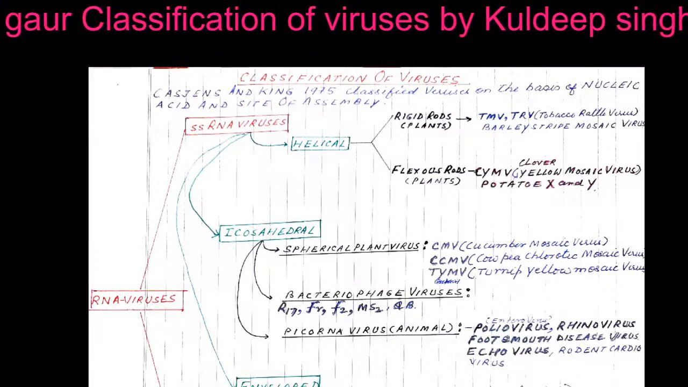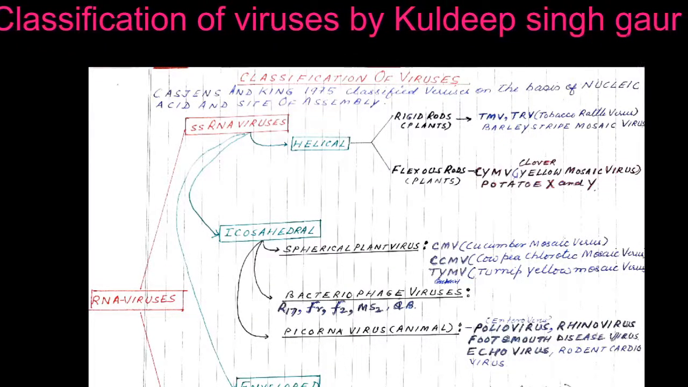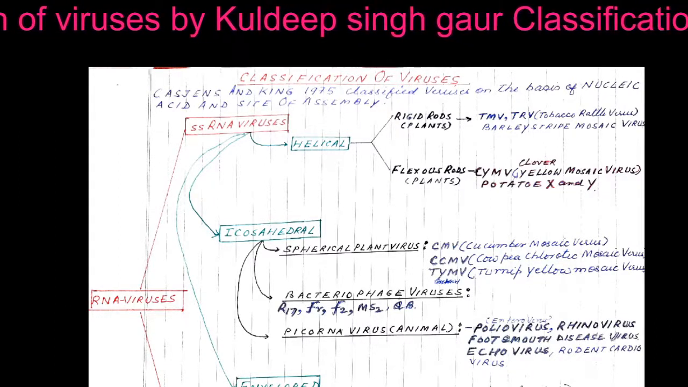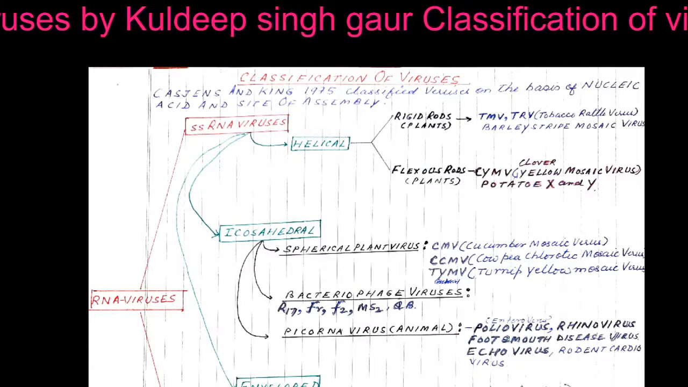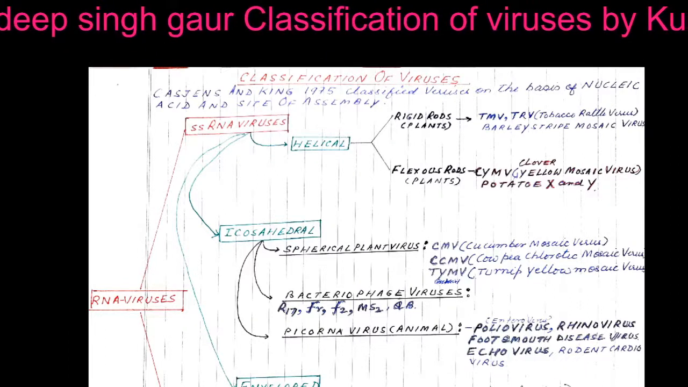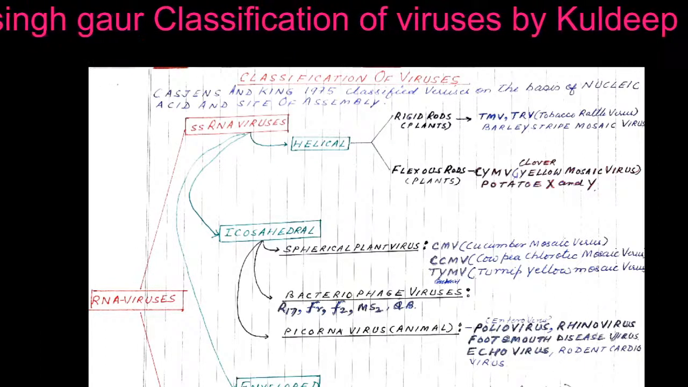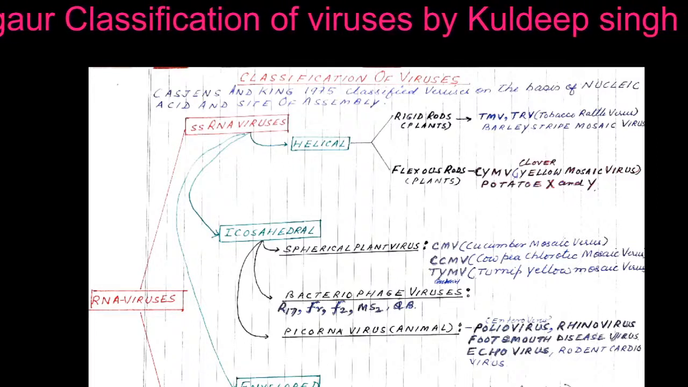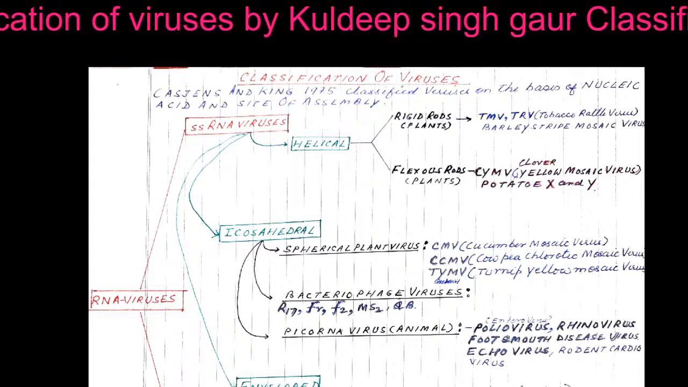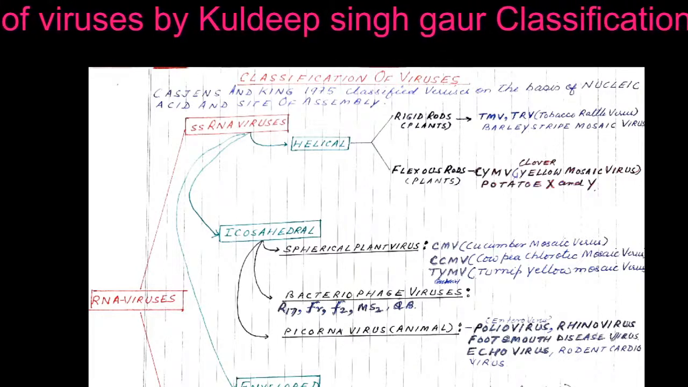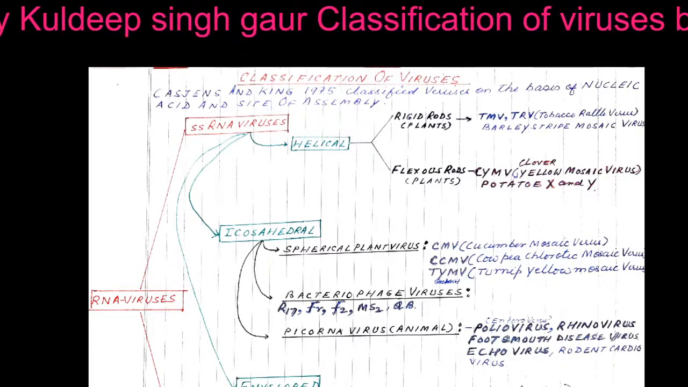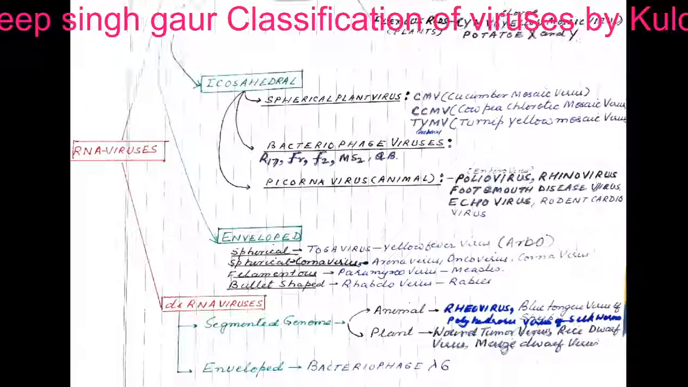Dear students, today we are going to study the classification of viruses, which was given by Casjens and King in the year 1975. He classified viruses on the basis of nucleic acid, the site of assembly, the presence of envelope, and on the basis of symmetry. On the basis of genetic material, he had classified the viruses into two broad categories, the RNA viruses and the DNA viruses.